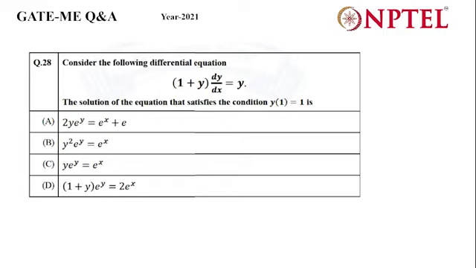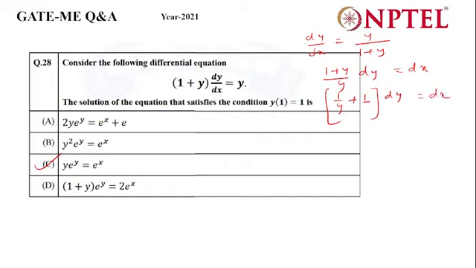Ma'am, C. Okay, C is the correct answer. So this is again a very easy question. This is a variable separable only. How you can solve this? dy by dx is equals to y upon 1 plus y. Then you can write it as 1 plus y by y dy is equals to dx, or 1 by y plus 1 dy is equals to dx. When you integrate this, it will be ln y plus y is equals to x plus c.